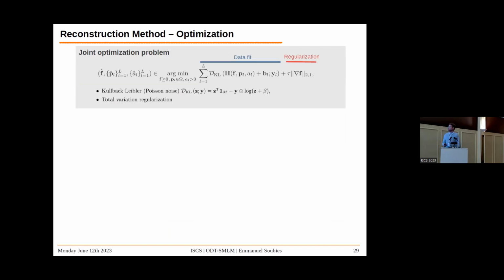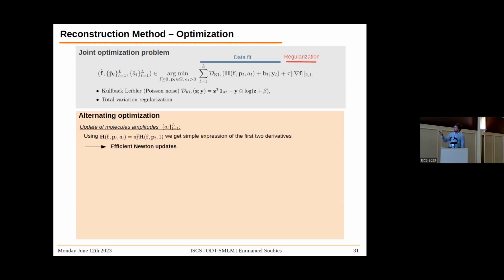From this model, we derive a joint optimization problem, which is composed as usual of two terms, one data fidelity term and one regularizer. The data fidelity term is made of the Kullback-Leibler generalized divergence that accounts for Poisson noise. And for the regularizer, we consider the total variation regularizer. We want to optimize with respect to the position of the fluorophores, their amplitude, and also the refractive index F, which is a discrete version of the refractive index. For that, we consider an alternating optimization.